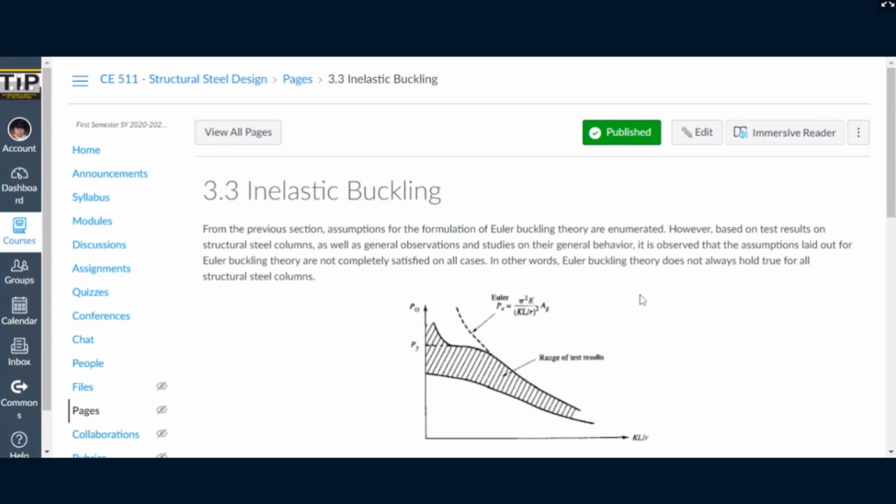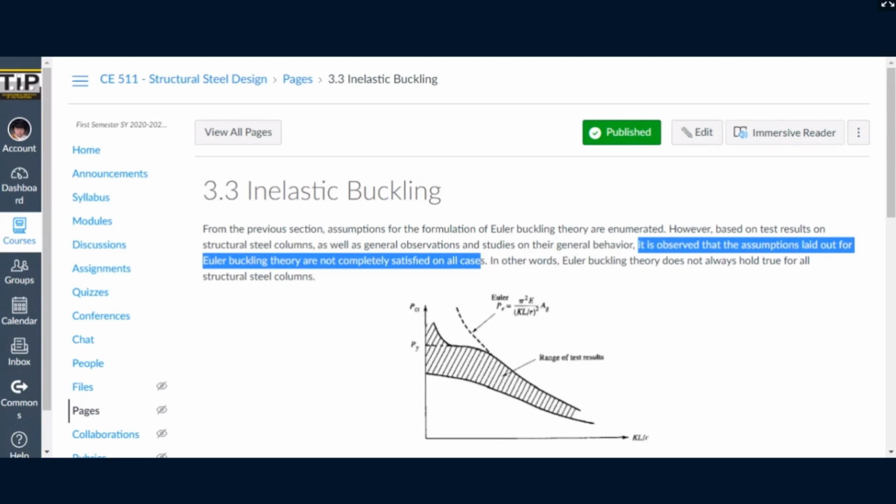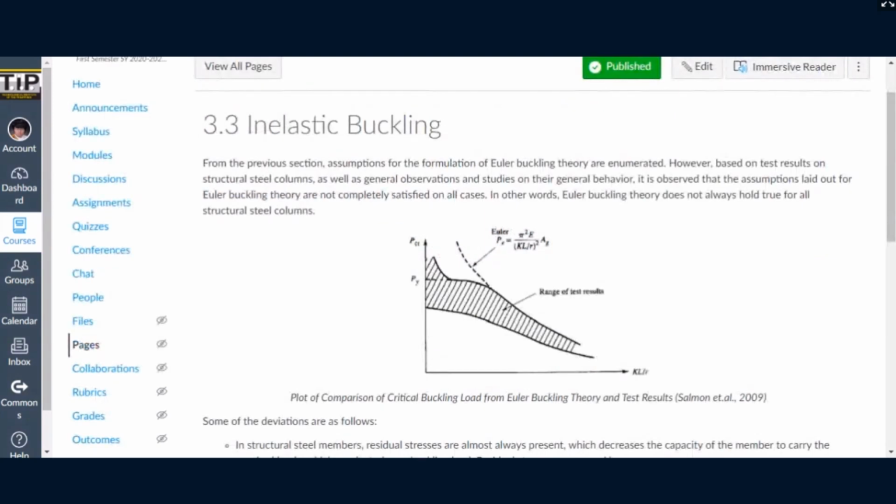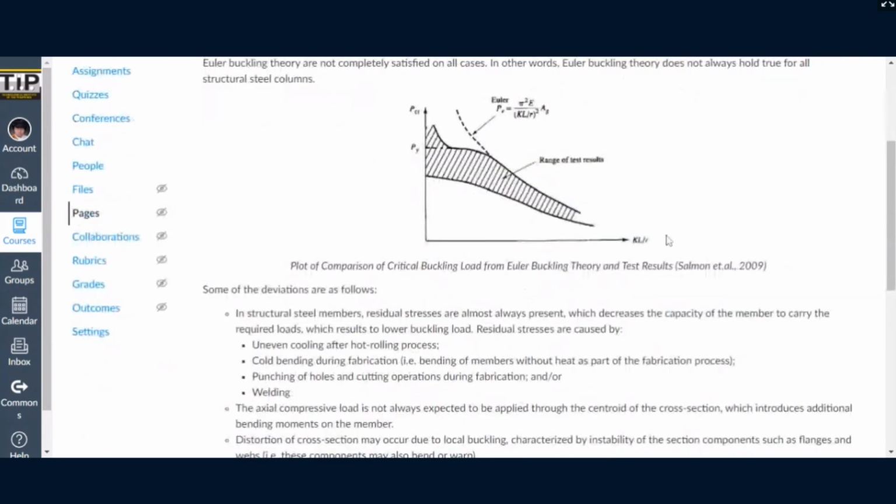Another thing that we can highlight is it is observed that assumptions laid out for Euler buckling theory are not always completely satisfied in all cases. Furthermore, the test results of actual columns, actually see here. So this is a buckling load. So yun yung y-axis against the slenderness ratio. Okay, so ito yung graph na to. So the x-axis is the slenderness ratio, y-axis is the critical load. This is the supposed formula for the Euler buckling load.